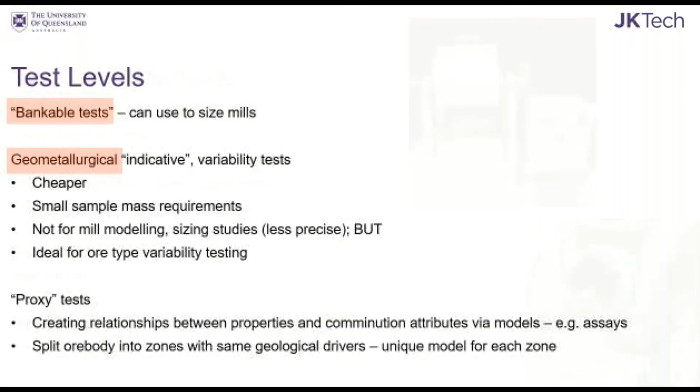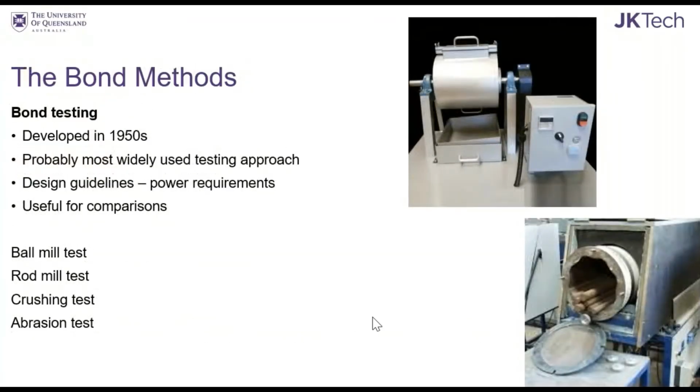The first, more common traditional tests were developed a relatively long time ago by Fred Bond. He developed a whole scheme of tests, I think in the 1950s, mainly for the design of crushers, ball mills, and rod mills. These tests were developed a long time ago, but are still used. They're very common in what we do now, only because a lot of the time nothing else has been developed and it just works.